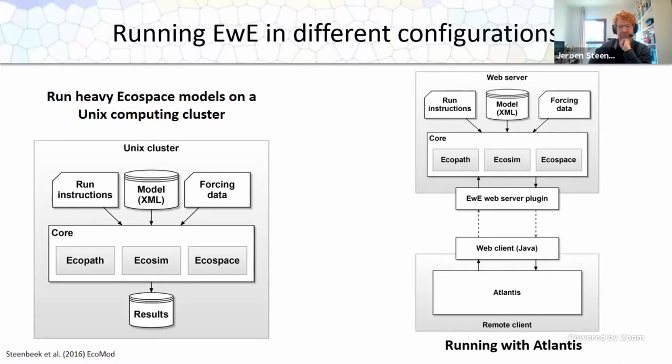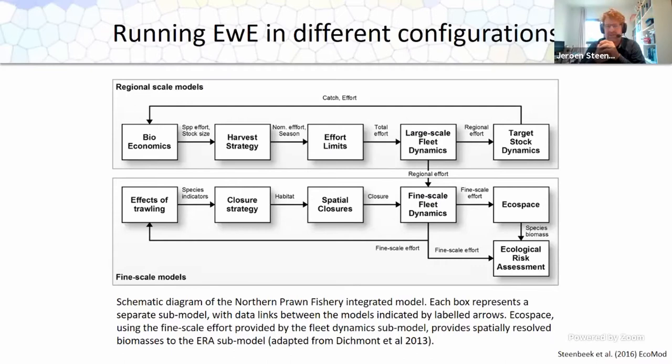I wrote a paper in 2016 about the Ecopath source code. And this is a figure from that paper, where you see Ecospace as a little building block in something much larger. There's regional scale models that deal with regional scale catches and effort, and bring it to fine scale dynamics, where Ecospace then computes species biomasses. I'm not going into the details of this figure, that is beyond the scope, but there's the reference to it, Dishmont et al. 2013. But it just goes to show that Ecospace can be put to use elsewhere.